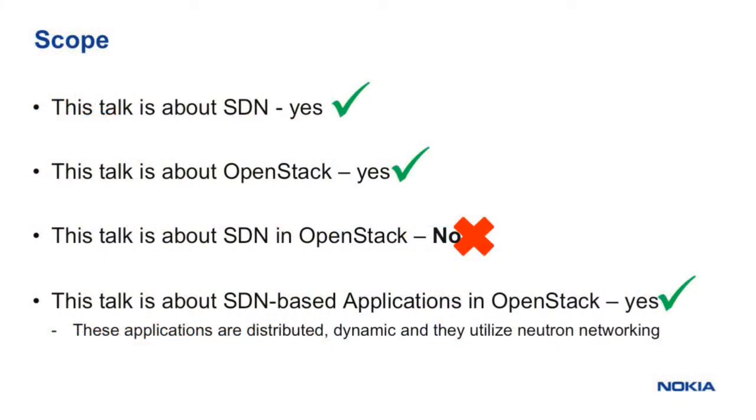I come from Nokia Research and I'm going to talk about SDN-based applications in OpenStack. So this talk is about SDN and it's about OpenStack, but it's not about SDN in OpenStack. With this I mean that I'm not going to talk about how Neutron is utilizing SDN when it's performing its tasks. Instead of that, this talk is about SDN-based applications in OpenStack. These applications are distributed, dynamic, and they utilize Neutron networking.